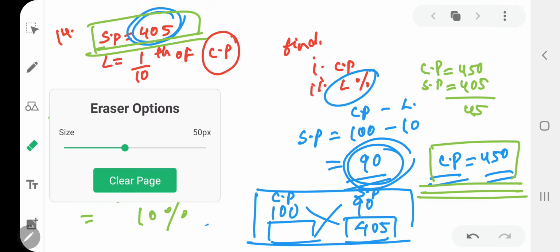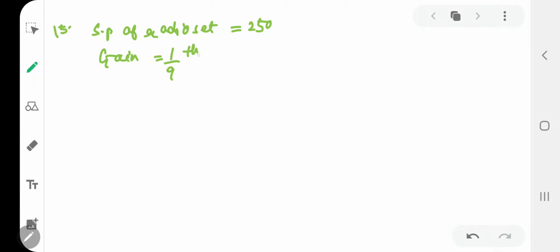Okay, I'll jump on to problem number 15. And it says, a man sold a radio set for 250. So selling price of a radio set is 250 and gained 1/9 of CP. Gain, that means profit, is 1/9 of CP. You have to find, my dear kids, its CP first, and second you have to find the profit percent. How to do this now?